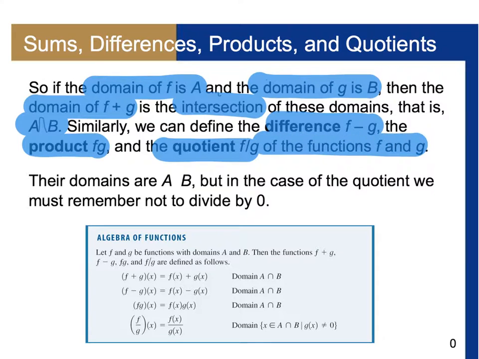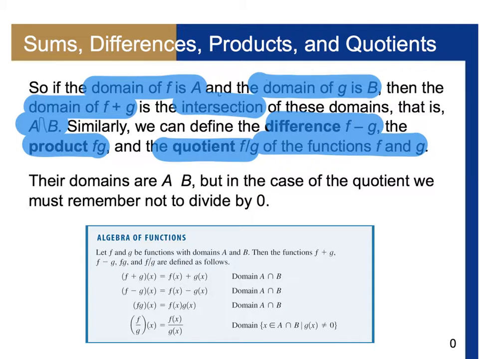Just looking at those, f minus g of x is f of x minus g of x. Our domain is A intersect B. F times g of x is going to be f of x times g of x. Our domain is A intersect B.